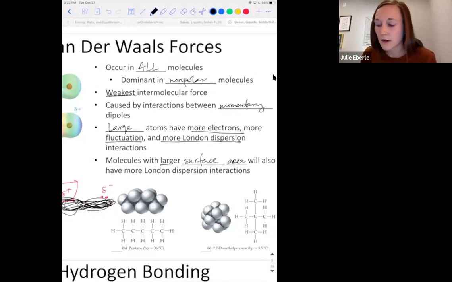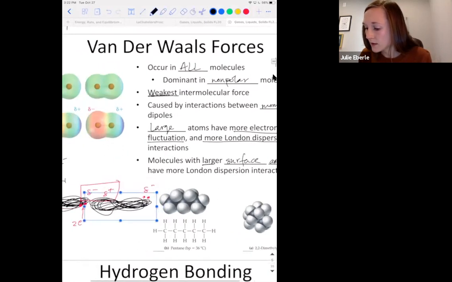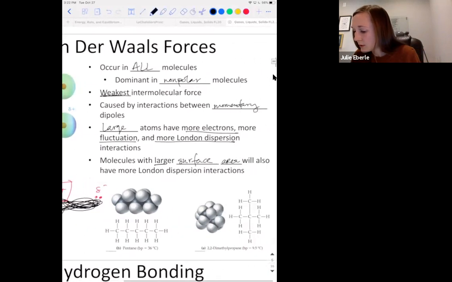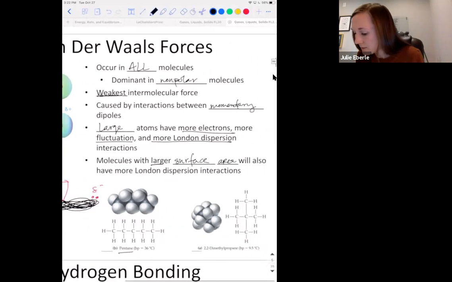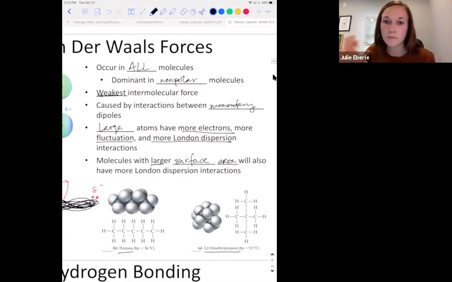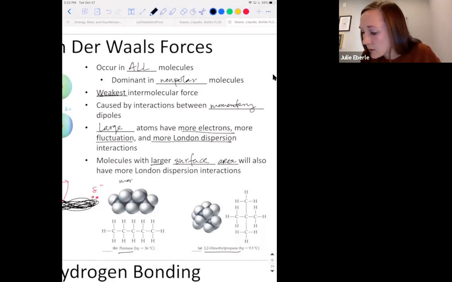So how does surface area account for this? Let's look at these two molecules right here. We've got pentane and we've got 2,2-dimethylpropane. Don't worry, you don't have to know the name on that, but I want to illustrate a point. These two molecules have the same number of carbons and hydrogens, so essentially they're almost the same molecule, just arranged differently. You can see with pentane that the structure is more elongated because the carbons are all one after another in one straight chain. So this one has more surface area.